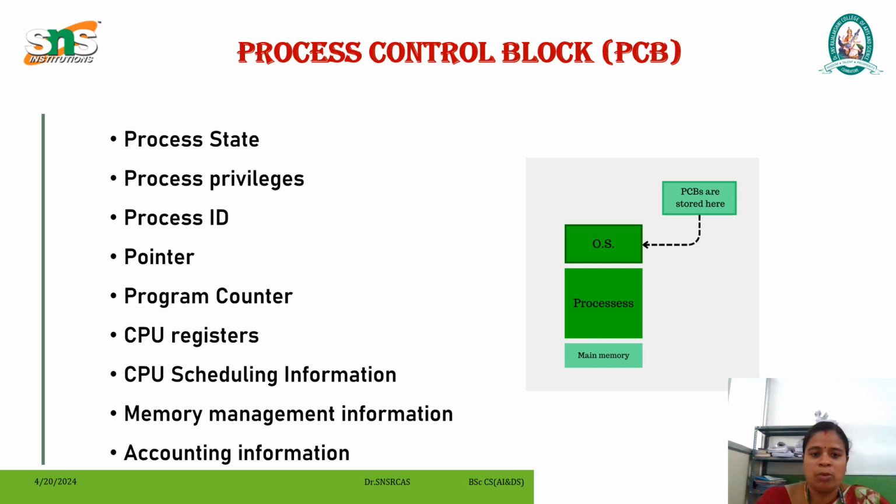Next one, memory management information. This includes the information of the page table, memory limits, and segment table, depending on the memory used by the operating system. Next one, accounting information. This includes the amount of CPU used for process execution, time limits, execution ID, etc. Next one, input output status information. This includes the list of input output devices allocated to the process.